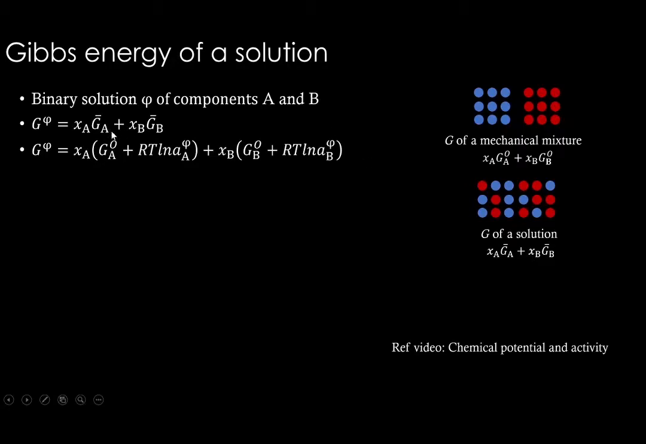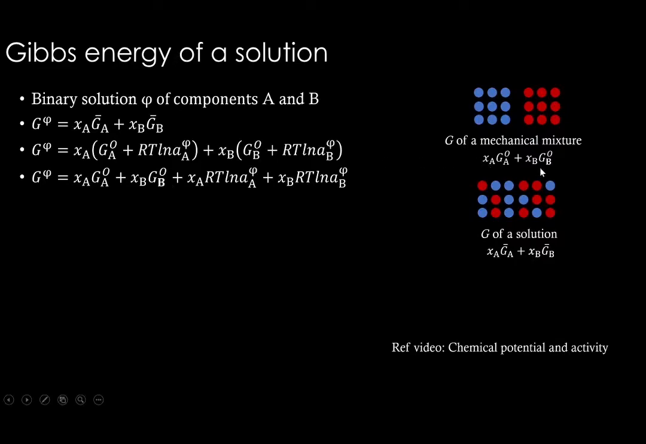This GA bar, the partial molar Gibbs energy, can be written like this, right? GA standard plus RT ln a of A in phi, meaning a function of activity, and for GB we can write this. So here we can see this GA standard and GB standard. We can take them together: XA GA standard plus XB GB standard plus the remaining terms. So what is this first part? This is nothing but the Gibbs energy of mechanical mixture, right?